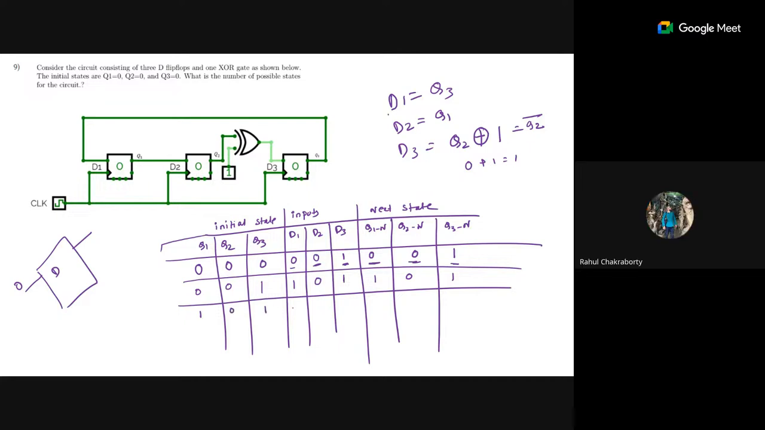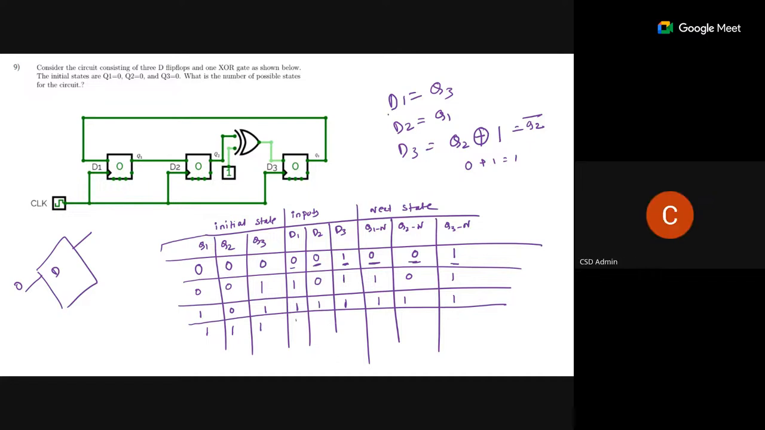1 0 1. Okay, now D1 is Q3, so 1. Second one also 1, since D2 is Q1, so it will be 1. Okay, 1 1 1. Take it to the next line. 1 1 1. Okay.